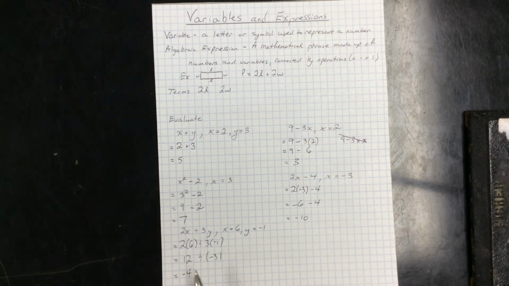So for variables and expressions, we need to remember a variable is a letter or symbol. It can represent any number. An algebraic expression has an equal sign down the left-hand side. It's made up of numbers and variables connected by operations. And it's going to have some different terms in each one.